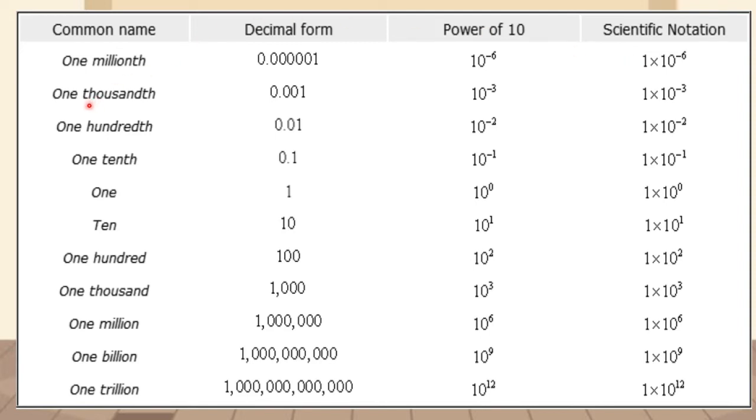For 1,000, its decimal form is 0.001 and in the power of 10 raised to negative 3. Its scientific notation is 1 times 10 raised to negative 3.